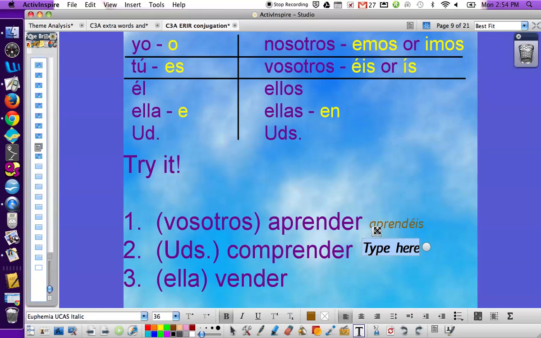For comprender with ustedes, I'm going to take off the ER and add EN. Comprenden. You all understand. And for ella and vender, I'm going to take off the ER and add E. Ella vende. She sells. Well, that's all there is to it.